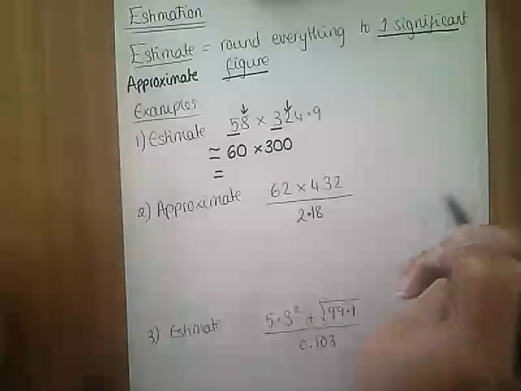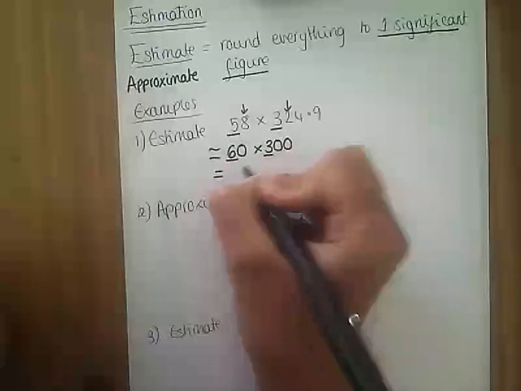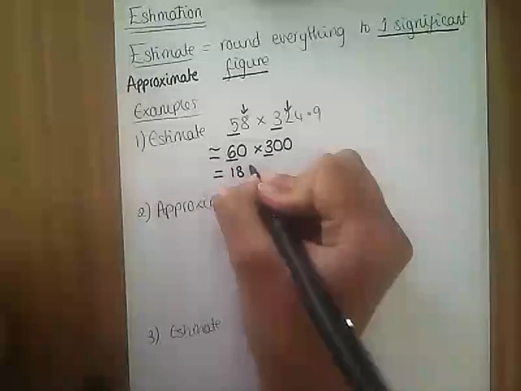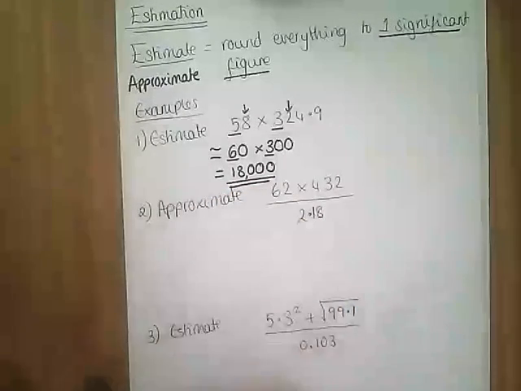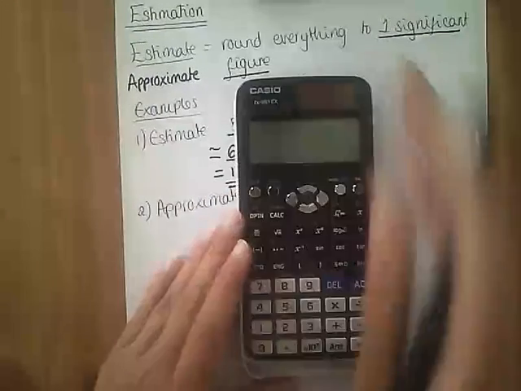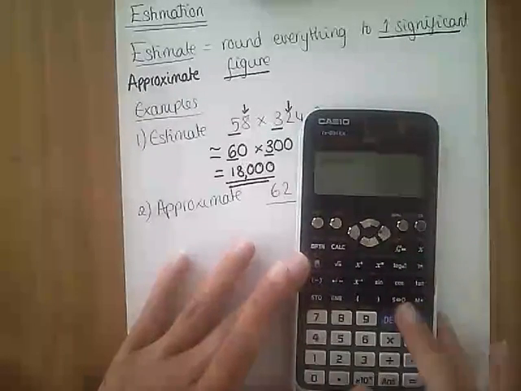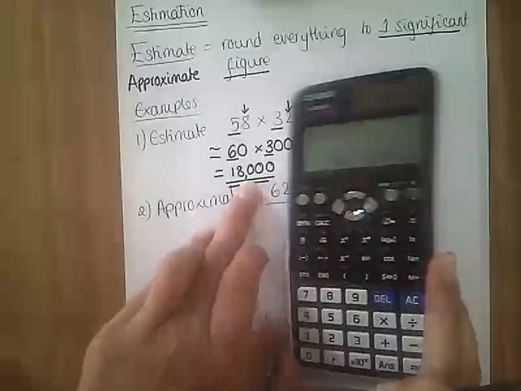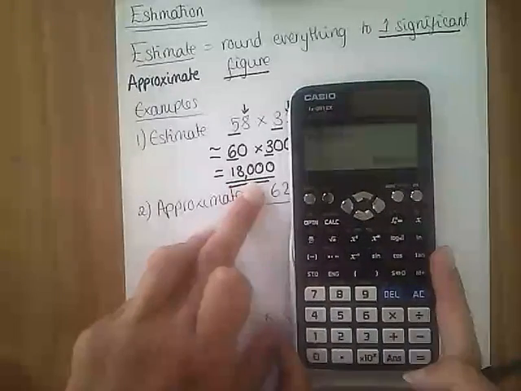Then all you need to do is do the calculation. So 6 times 3 is 18, add 1, 2, 3 zeros. The answer, 18,000. Now if you worked out what that was exactly, 58 times 324.9, it would be somewhere around where we are. There you go, 18,844.2. 18,000 is a good estimation.